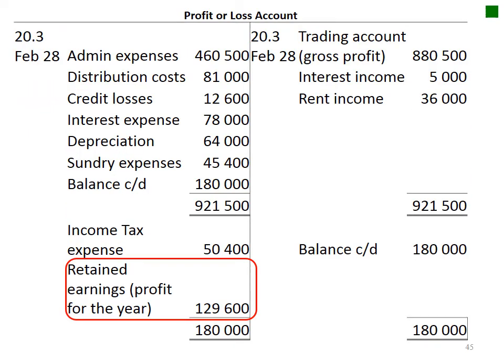So here was the profit and loss account where we had the 129,600. You obviously won't always get to do the profit and loss account, but in this question, the profit and loss account basically gives you all of the information that you needed to be able to draw up the first section of the statement of profit or loss.